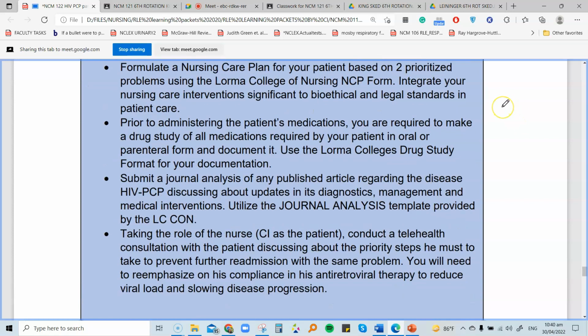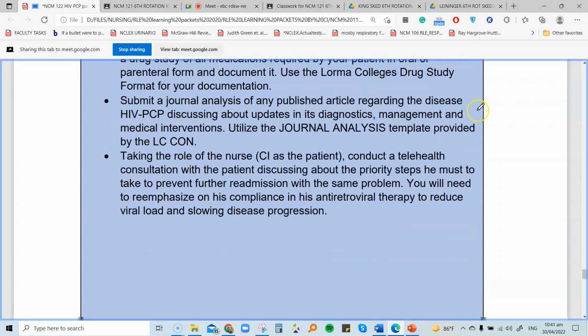Next, you're going to do your drug study of all the medications that is included in your learning packet. You already know the standard format for that one. Next, submit a journal analysis of any published article regarding the disease, HIV or PCP or complicated case of HIV, and talk about the diagnosis, talk about your management medical interventions. Please use the format which was given to you for your journal analysis.